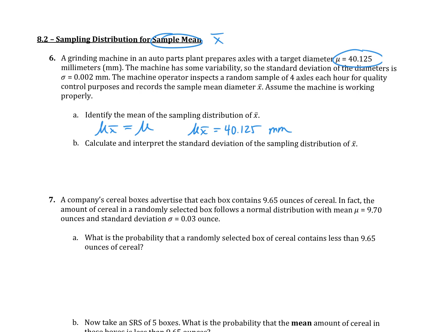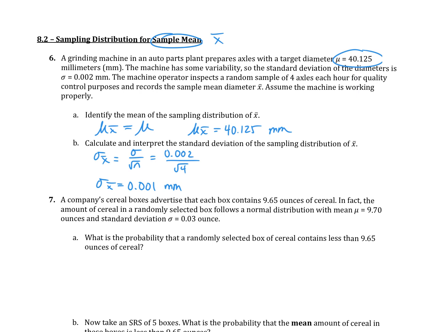Standard deviation is the next box over. It tells us that the standard deviation of x bar is the standard deviation of the population over root n. Standard deviation of the population, which we were given, is 0.002. We're taking samples of size 4. So our standard deviation then is 0.001 millimeters. What I want to make sure is that we understand what that 0.001 represents. Okay, that 0.001 is the standard deviation of the x bars.